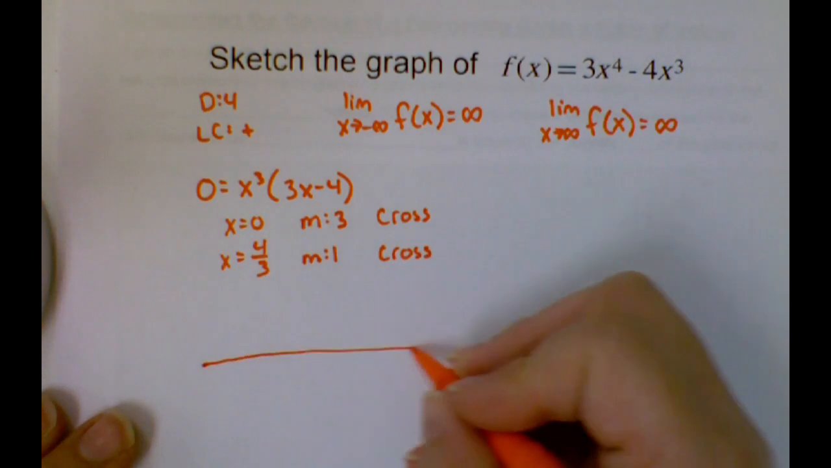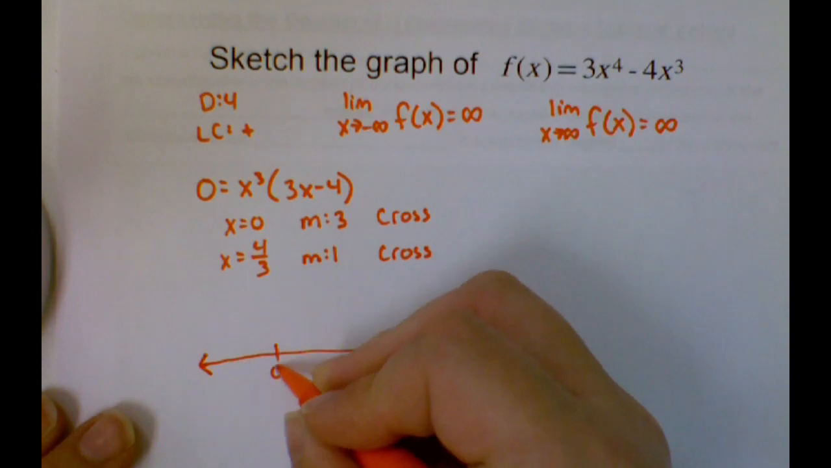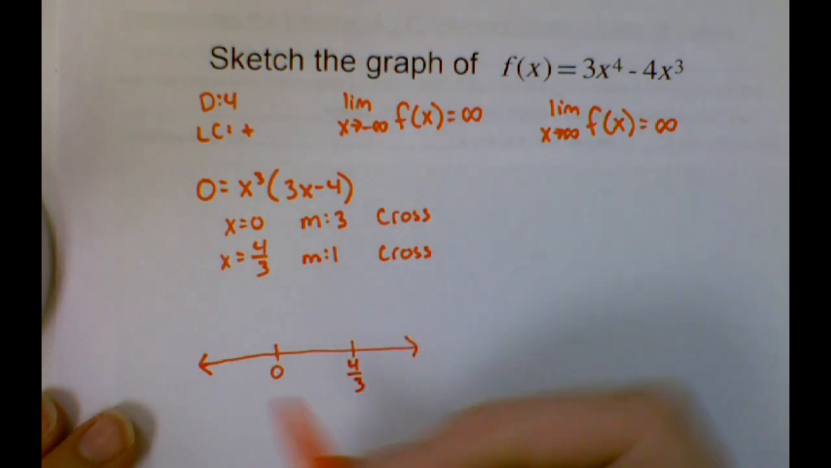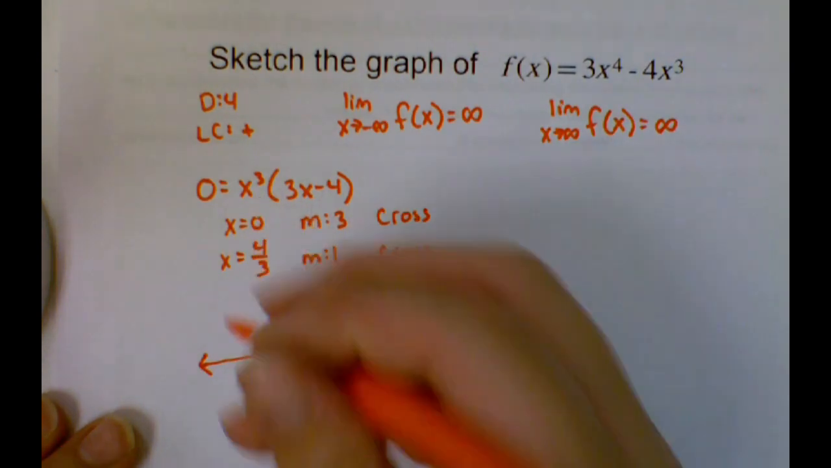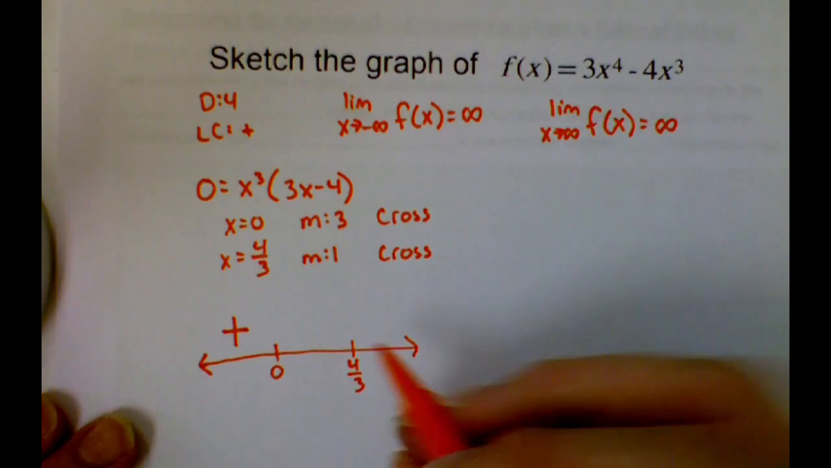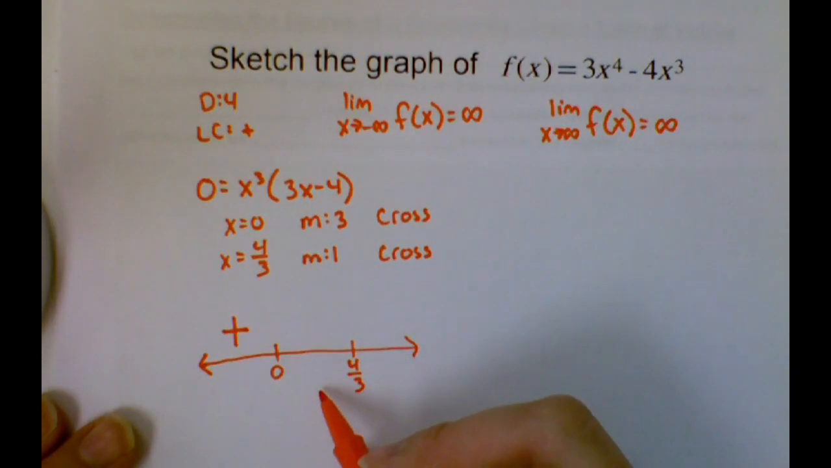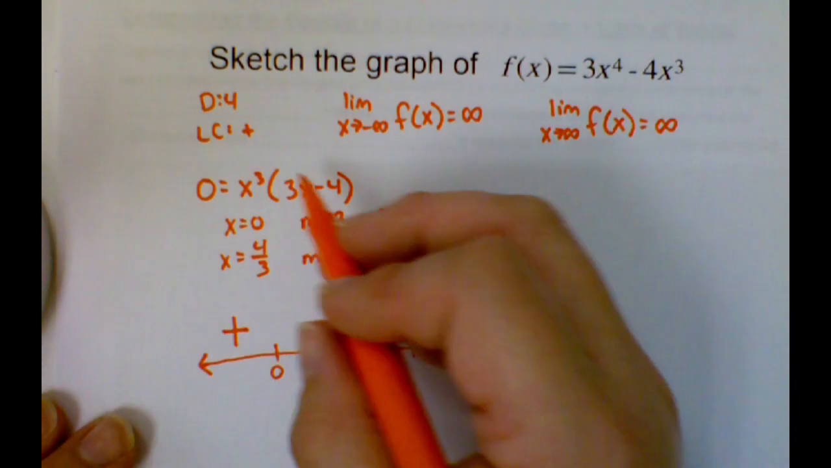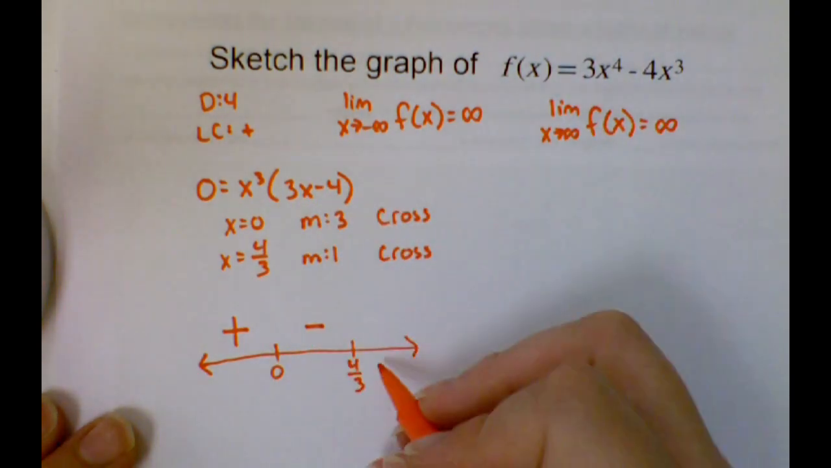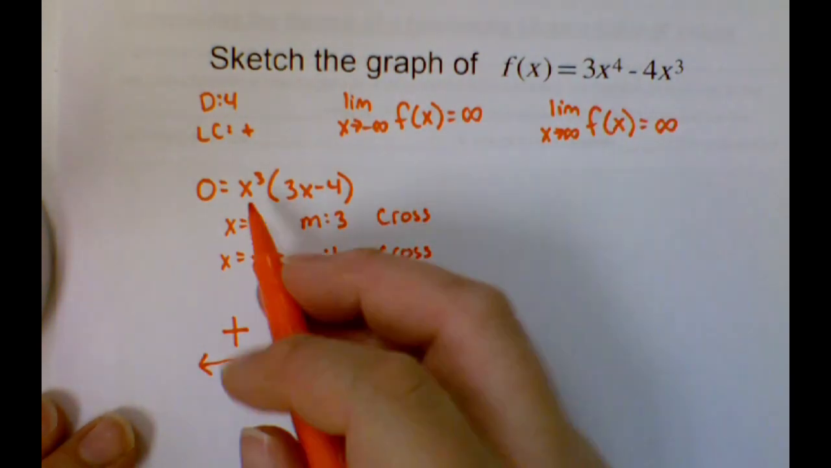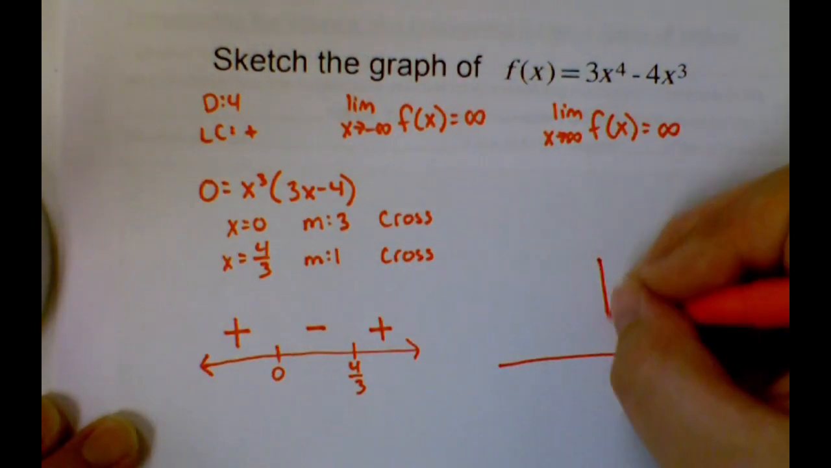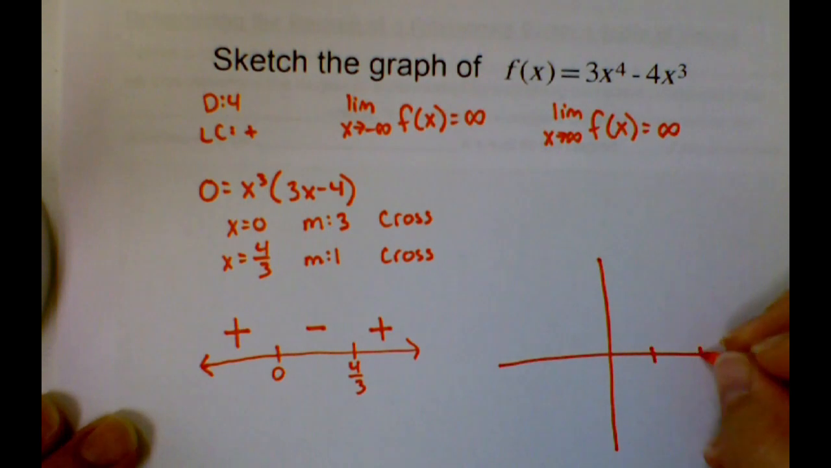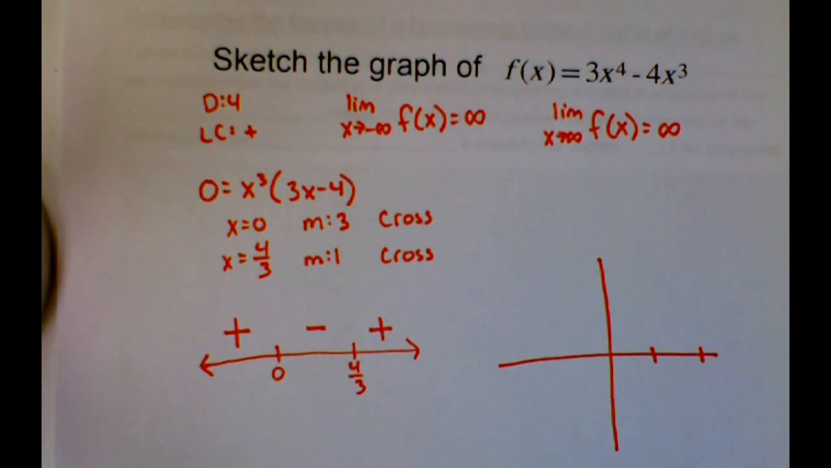I can make my little sign chart down here. I've got 0 and I've got 4/3. If I plug in something less than 0, let's say -1, I get a negative times a negative, which makes a positive. If I plug in something between 0 and 4/3, let's say 1, I get a positive and a negative, which makes a negative. Something bigger than 4/3, let's say 2, I get a positive, positive. There we go.